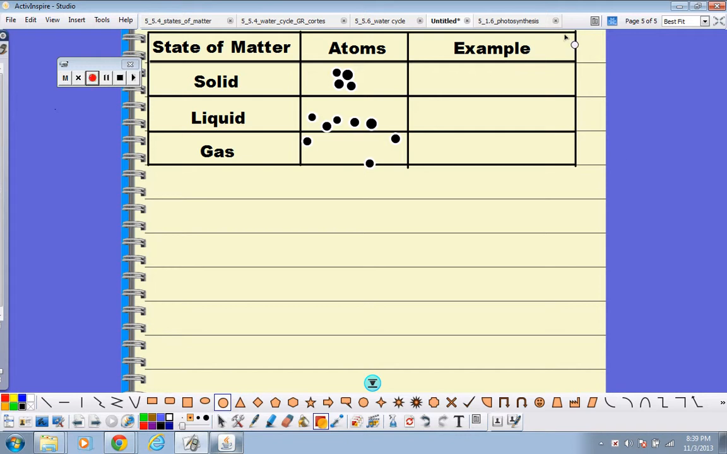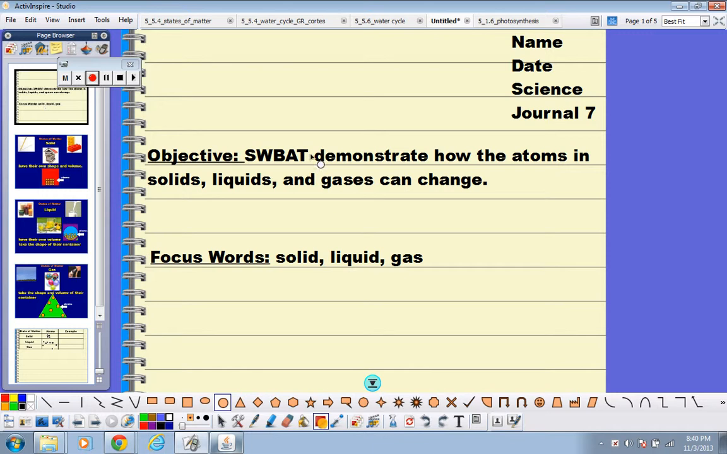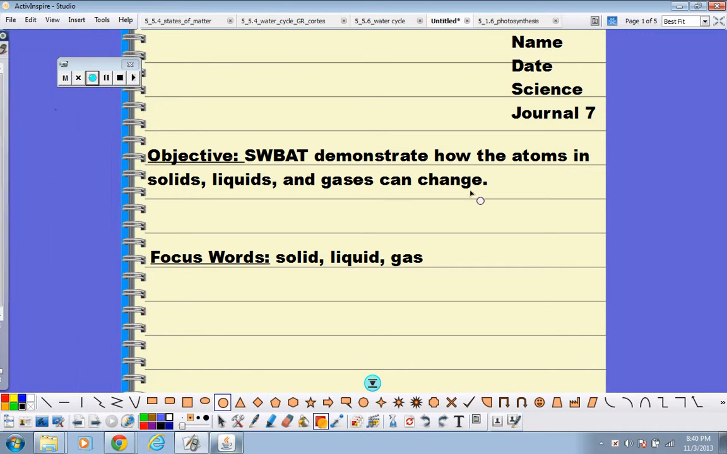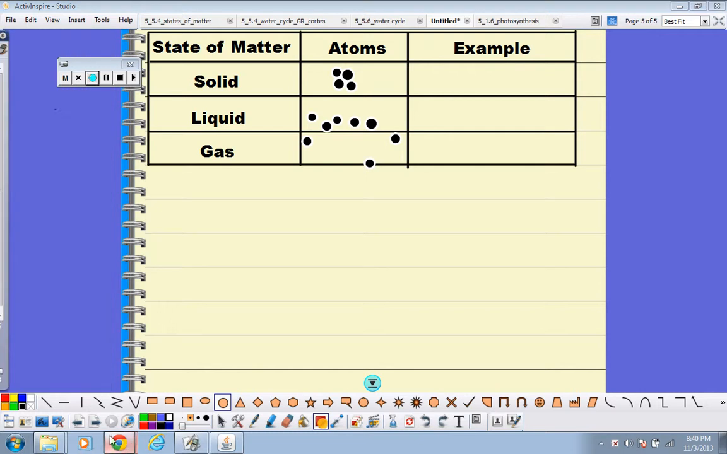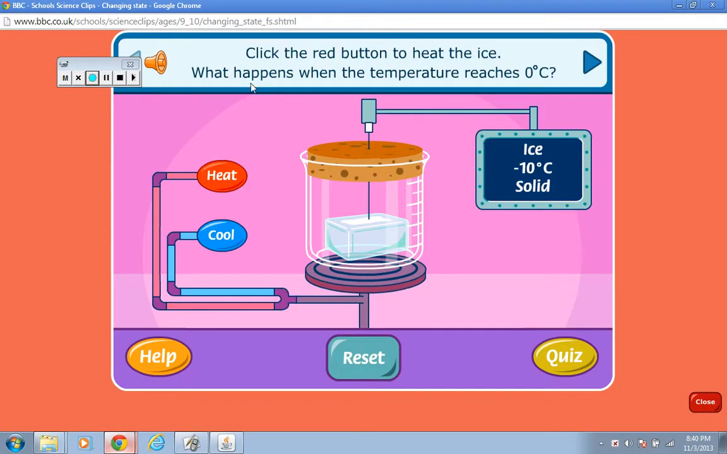Alright, let's talk about what some examples of solid, liquid, and gas might be. And since our objective was to demonstrate how they can change, let's start to talk about that. So we are going to play this game. We are going to read the directions, and then we are going to follow them together.